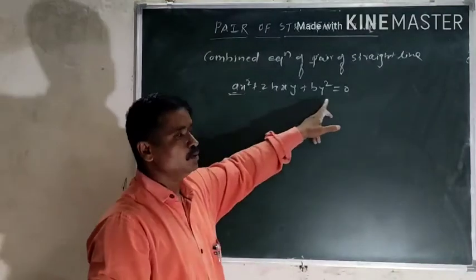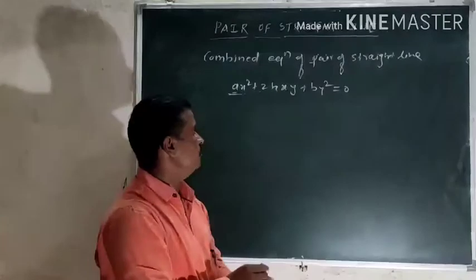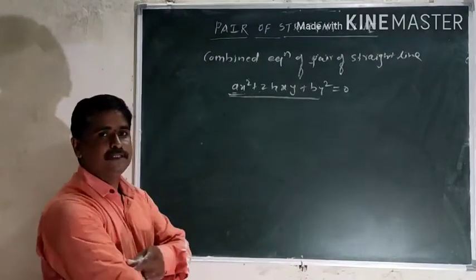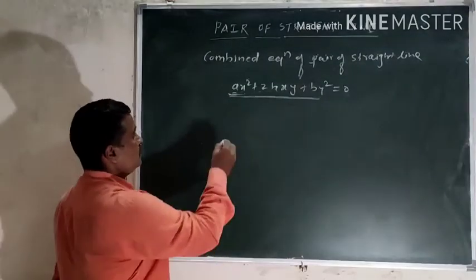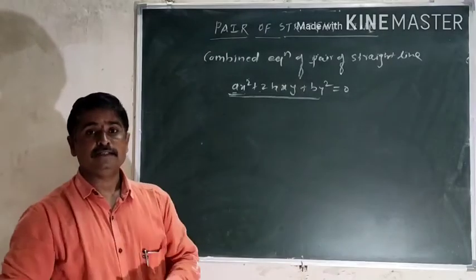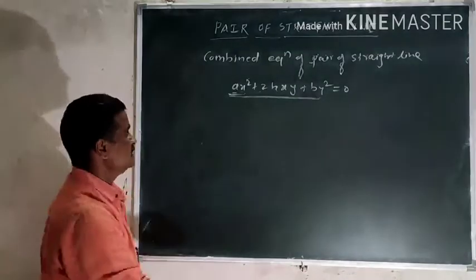So it is a homogeneous equation in x and y, and it is a combined equation of a pair of straight lines passing through the origin. So what is the process to find the combined equation of straight lines? It is a simple way.